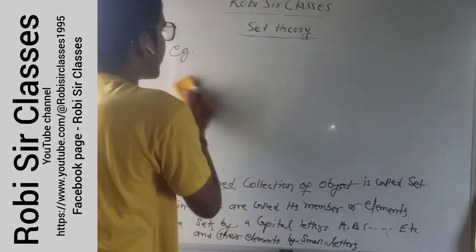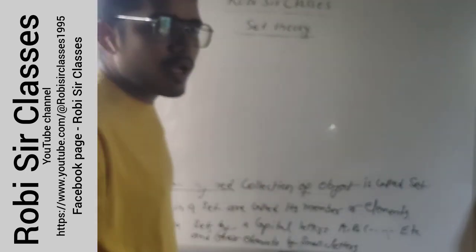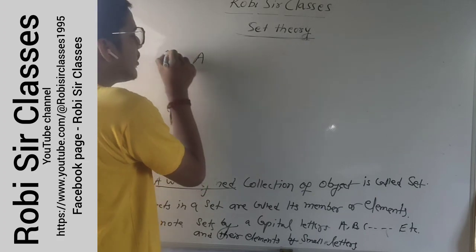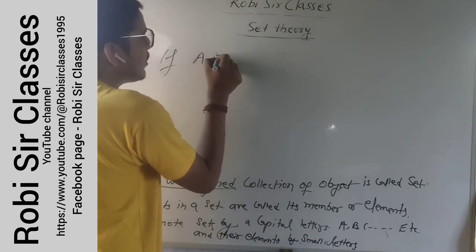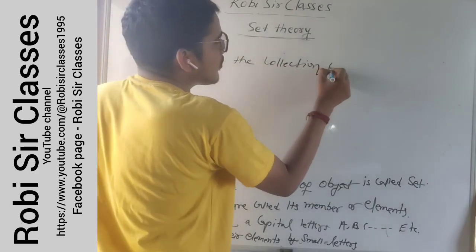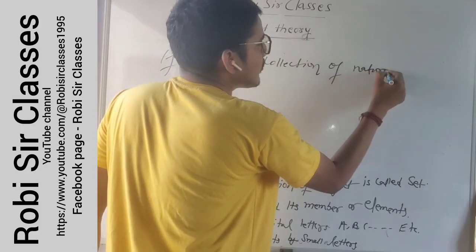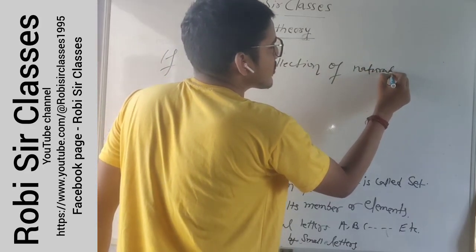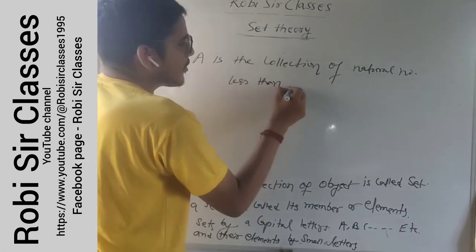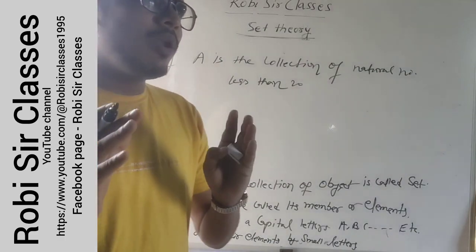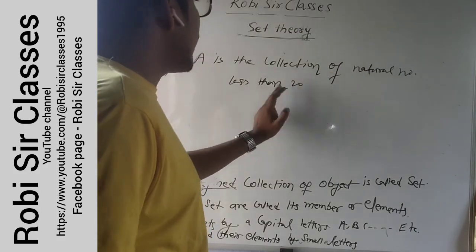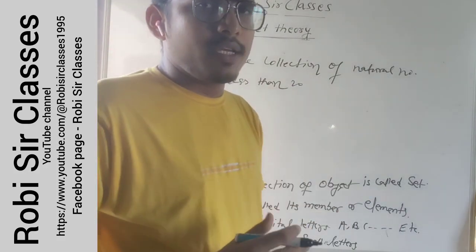Now I am giving another example. Suppose I ask you a question. If set A is the collection of natural numbers less than 20, then how can you represent it as a set?